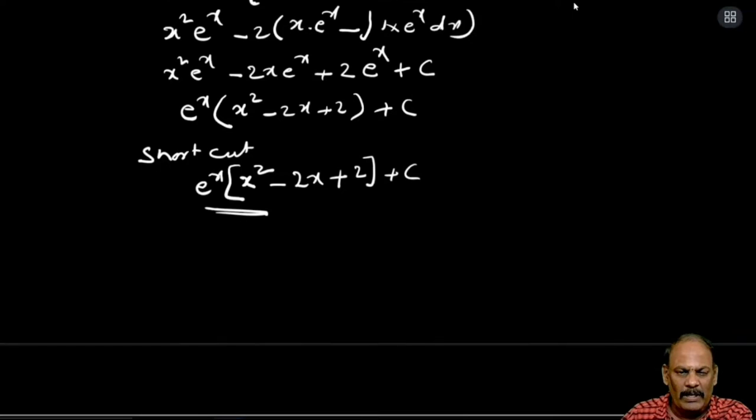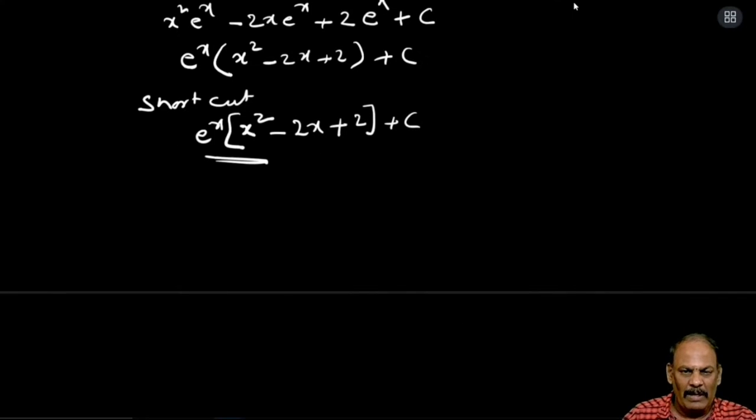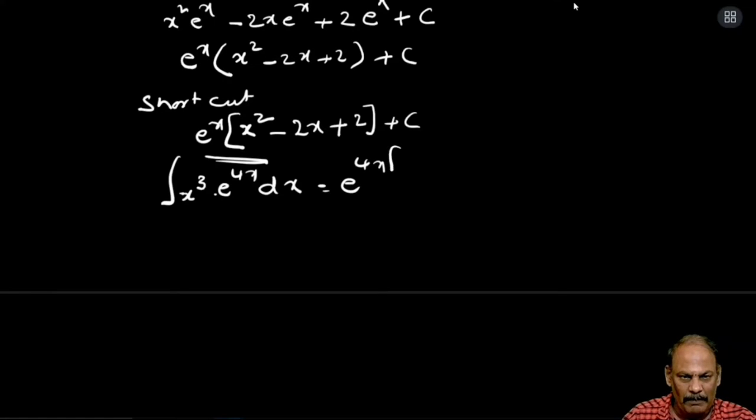Next, we'll take one more example of the same type. Shortcut apply. Integral of x cube into e to the power of 4x dx we will take. Now, what do we have to do? Whether it is x or 4x or 5x or 6x, the part e to the power of 4x, you must keep it outside. What is the balance after that? X cube. Write x cube.